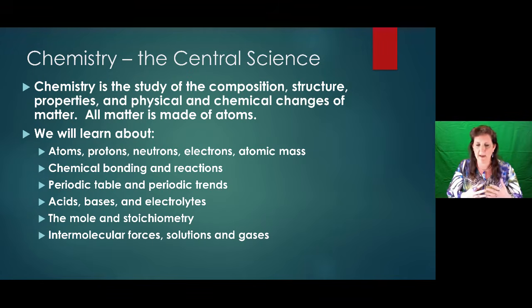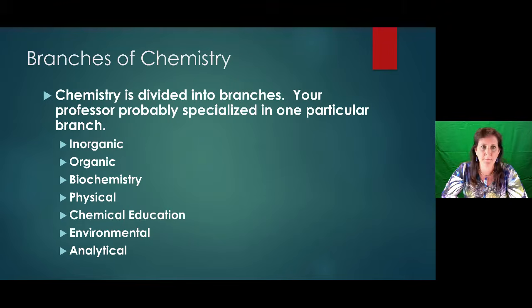So we're going to study basically atoms, how atoms bond, what they're made up of, protons, neutrons, electrons, reactions of chemicals. We're going to study a lot about the periodic table and periodic trends. We're going to talk about acids, bases, electrolytes. We're going to talk about the mole and stoichiometry. We're going to talk about intermolecular forces, solutions, and gases in this course.